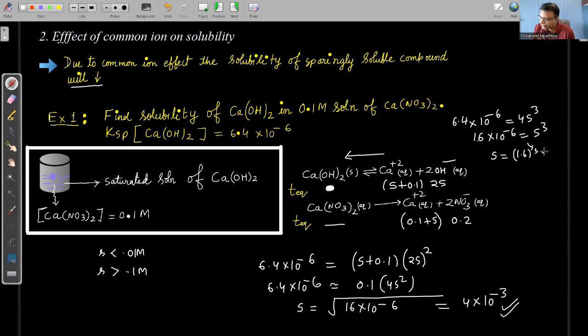So S is equal to the cube root of 1.6 into 10 to the power minus 6. The cube root of 1.6 is definitely greater than 1, so this is of the order of 10 to the power minus 2. While because of common ion effect, now the solubility is of the order of 10 to the power minus 3. So we can say that due to common ion effect, the solubility is going to decrease.